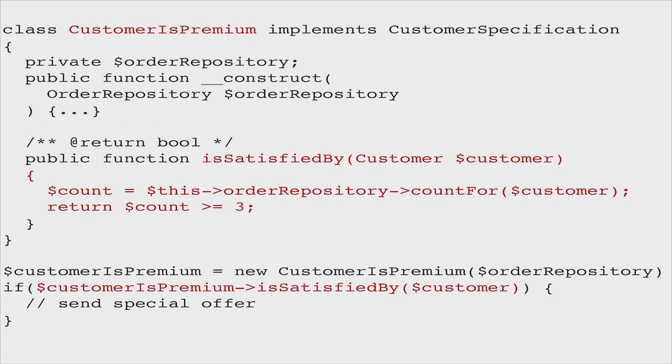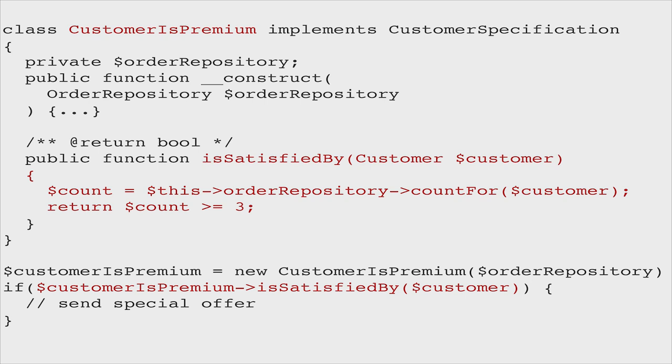And it would look like this if you were to implement it for our customer's premium rule. Maybe you would inject an order repository. You can use dependency injection if you saw Stefan's talk before. And you just ask this question, is satisfied by a customer? And on the inside, it knows how this rule is defined. And on the outside, you just say, customer is premium, is satisfied by customer object.